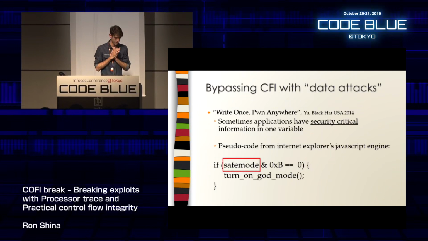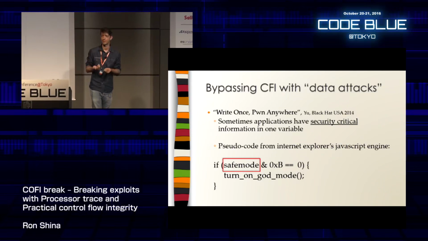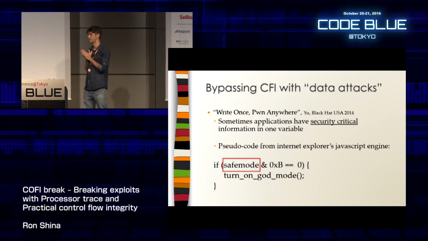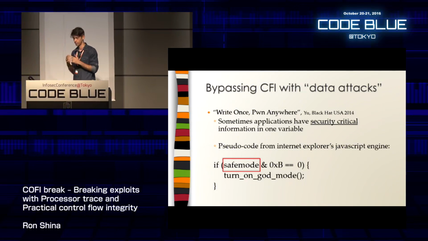But how about a more data-oriented attack? This was mentioned in write once, own anywhere. Some applications have a variable that basically gives you the privilege level. So if you could just change it, you'd suddenly go to God mode, say. And obviously, since this is a memory attack, again, you won't be violating the control flow.